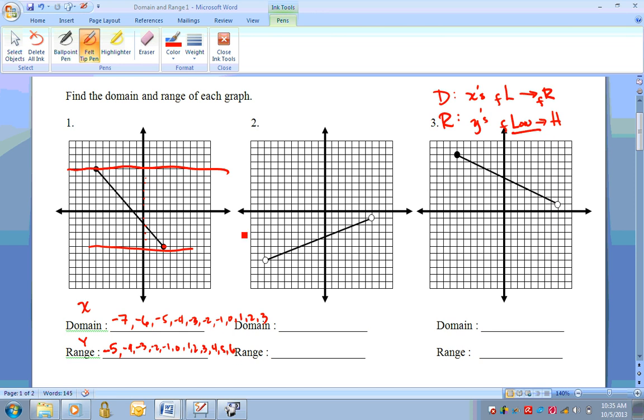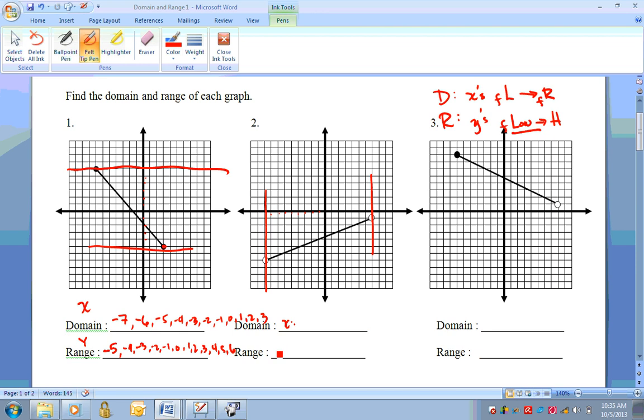Let's try another one. Here, domain, remember, is our x's, and I go from the farthest left to the farthest right, and that's 1, 2, 3, 4, 5, 6, 7, 8, and 9. But notice it's not all the way to 9. Why? Because it didn't really touch 9.